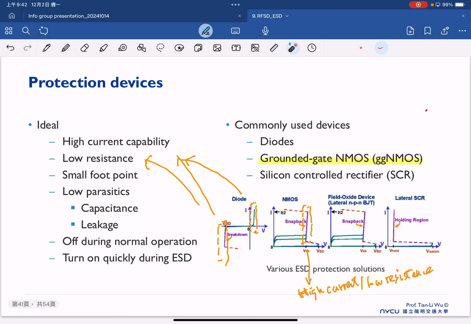And of course, we can consider using a silicon control rectifier. The reason is that we also hope our ESD device can operate in this region, and then we can make sure the current can be shunted away here.